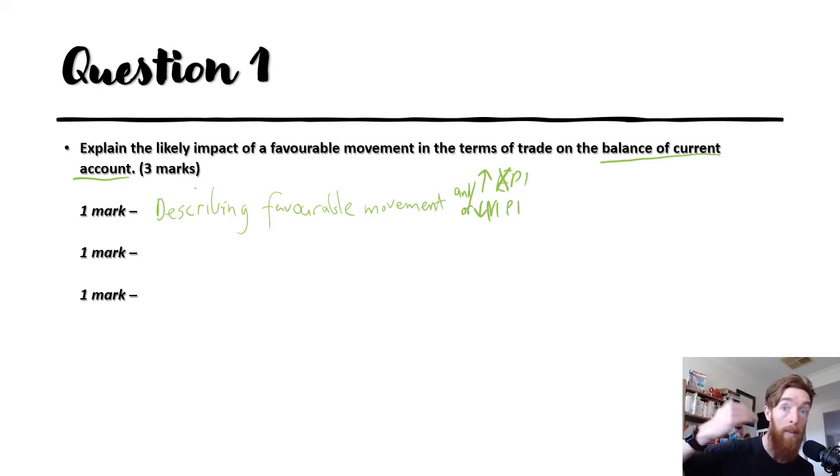If you don't talk about both of those things, technically you're not fully correct, because you need to mention that, because you don't know for sure. If one changes, you don't necessarily know what happens to the other. So therefore you need to talk about both of them.